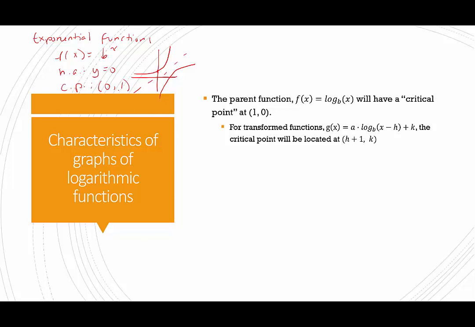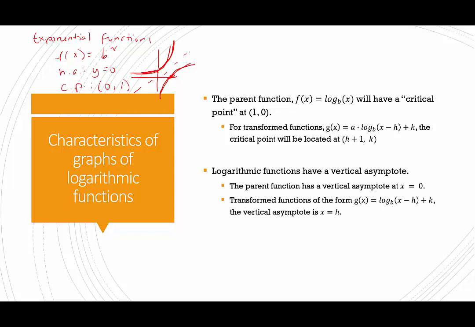And remember, the critical point, that's not a real thing, that's just a me thing. It separates where the graph kind of is flat versus where it goes up, up, up, up. And we will see that here too. We'll see it flattens out and then it goes up, up, up.